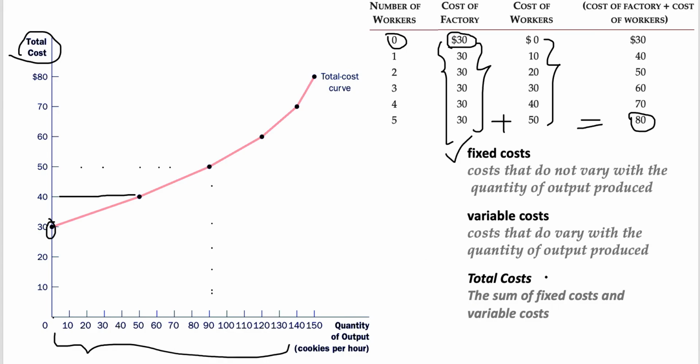Here we see the cost is increasing exponentially. Our production function was increasing with a decreasing rate, but this is the reverse, it's increasing exponentially. Fixed cost by definition is the cost that does not vary with the quantity of output produced. The variable cost is the cost which varies. Total cost is simply the sum of the fixed cost and the variable cost.